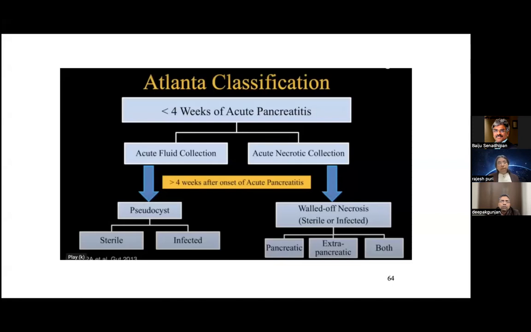Around 75% of acute fluid collections resolve on their own, but 10 to 15% convert to pseudocyst. A pseudocyst may be sterile or infected. Same with the acute necrotic fluid collection. A significant chunk may disappear or improve on its own, but after 4 weeks, they form a walled-off necrosis, called walled-off pancreatic necrosis. Again, it may be intrapancreatic or extrapancreatic, and sterile or infected. So the Atlanta classification has made our job very easy.